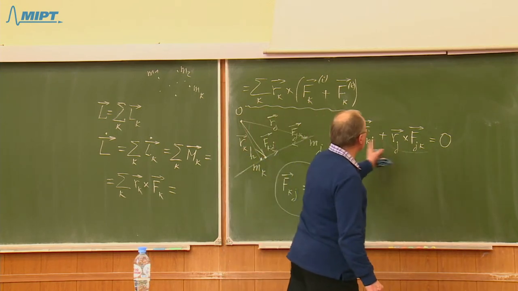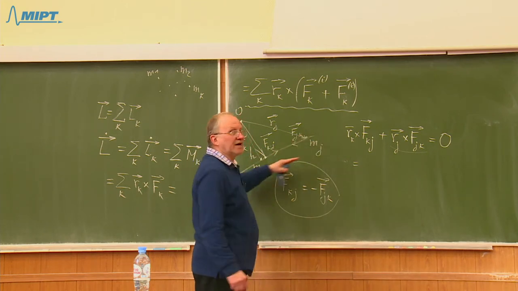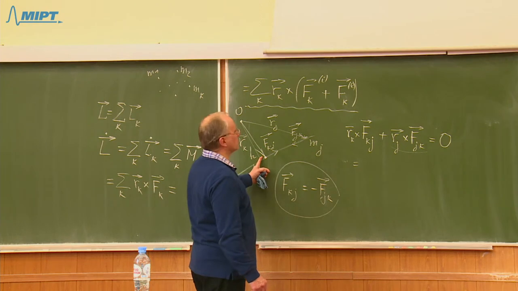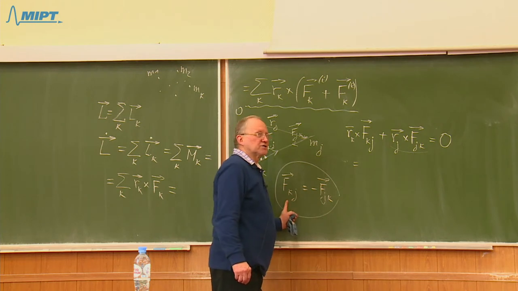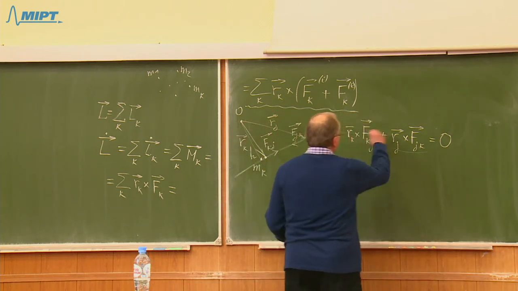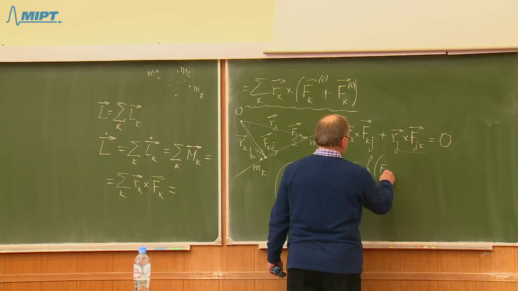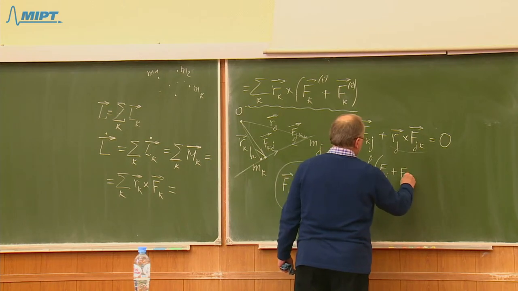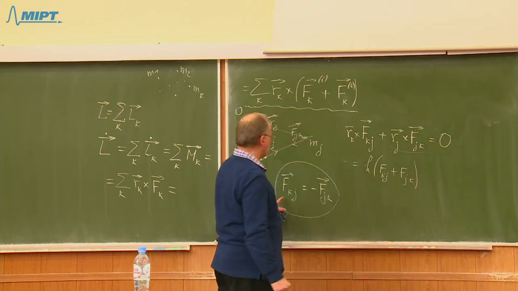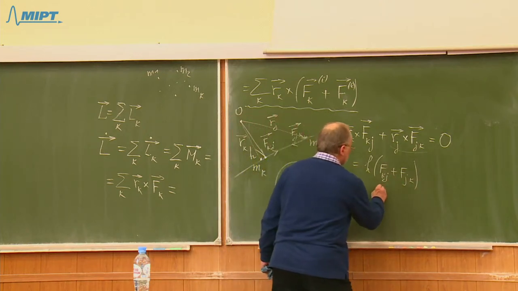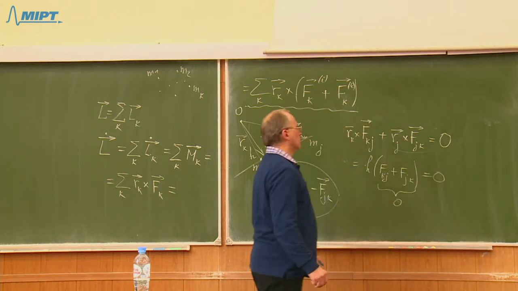The arm is the same for these two terms. These two forces are directed along the same line, and therefore the arm of these forces is the same. But the forces are also equal, but opposite in direction. Therefore, all this will be equal to the arm of the force, times the first force kg plus the second force jk. And as these two forces are opposite in direction, their sum is zero. So this is surely zero.